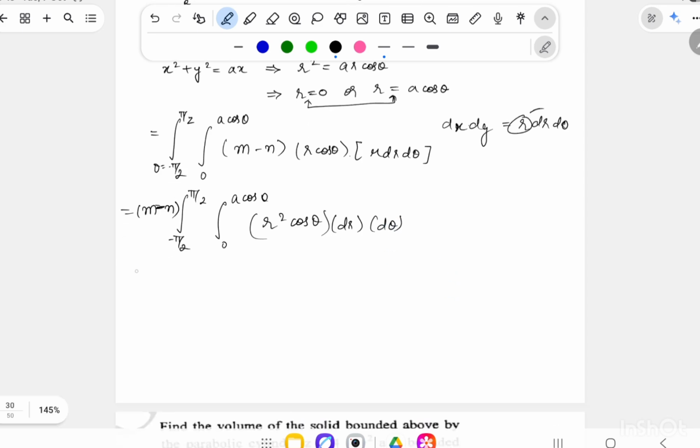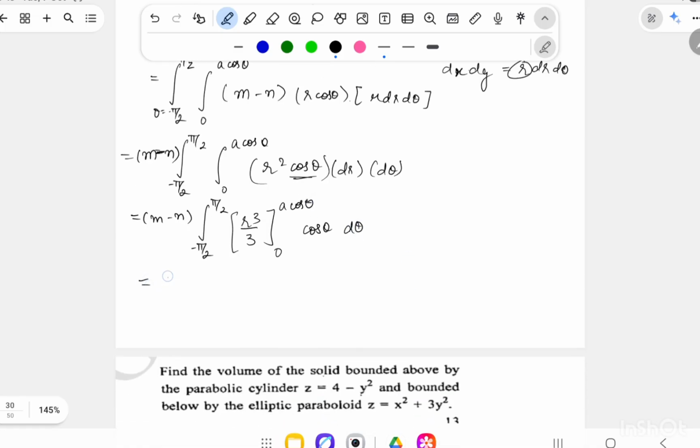So it is equal to (m minus n) times the integration from minus pi by 2 up to pi by 2. If I evaluate it with respect to r, it will be r cube by 3, and r varies from 0 to a cos theta, and we have this cos theta as well. So cos theta d theta. So it will be equal to, I can pull this 1 by 3 out, so it will be (m minus n) by 3 times the integration from minus pi by 2 to pi by 2 of a cube cos 4 theta d theta. Now I can pull this a cube outside as well, so it will be (m minus n) a cube by 3.